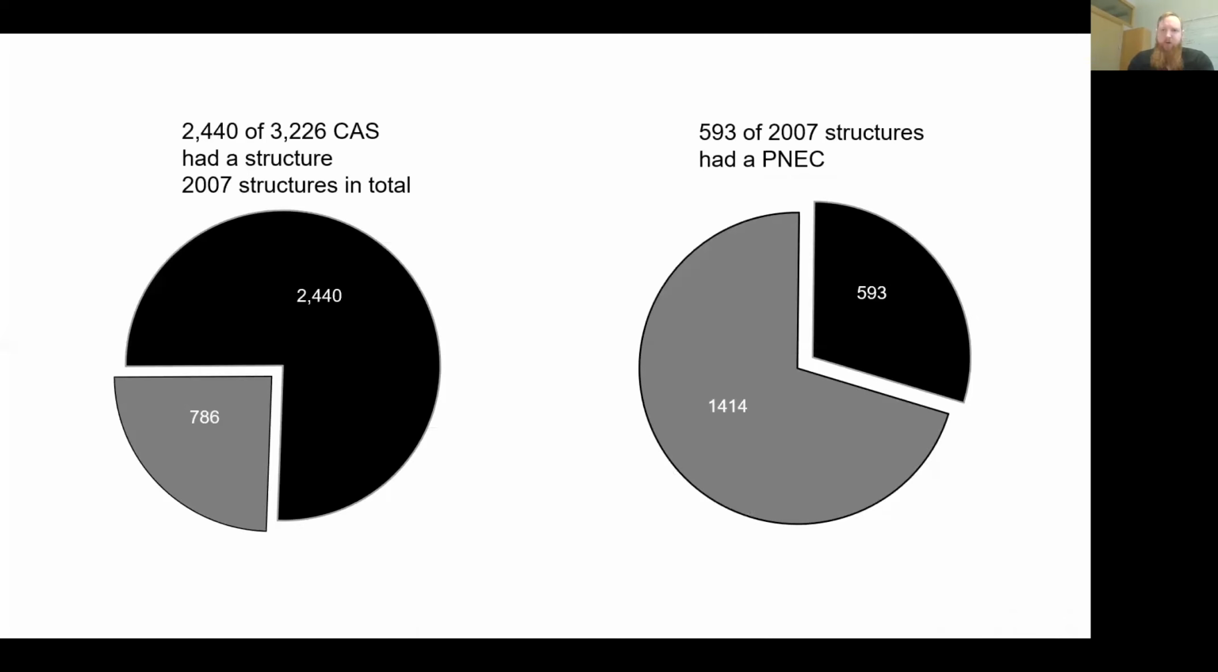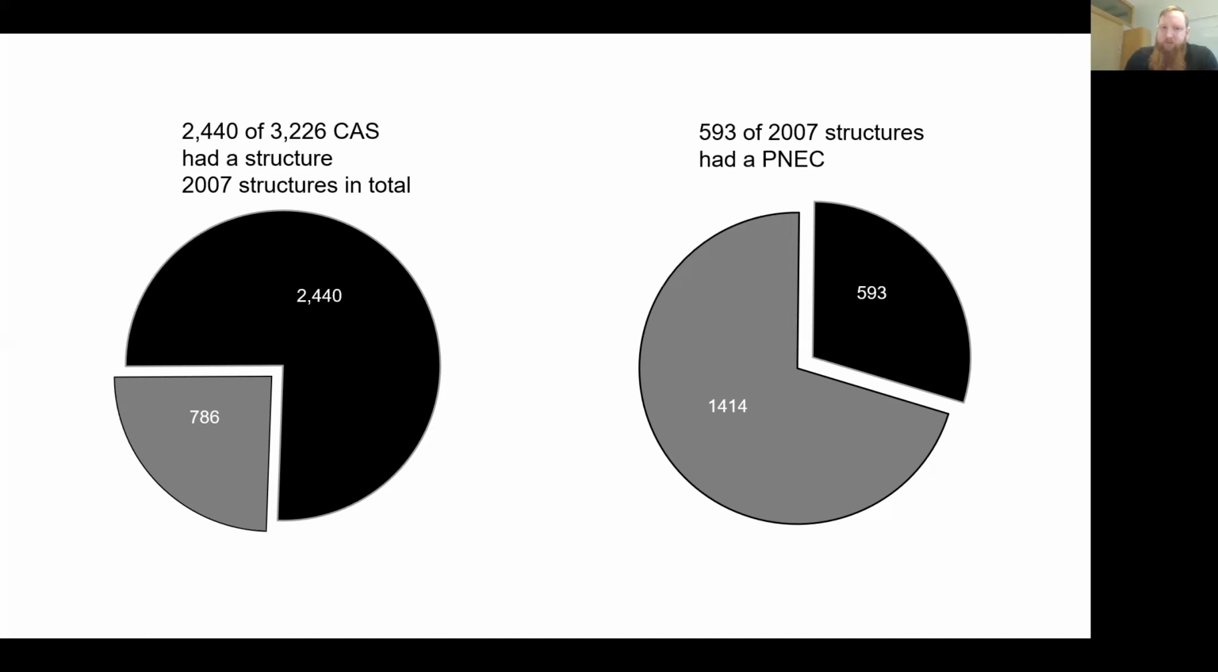However, we're going to come back to a few caveats here. The left-hand figure here, you've seen before. Remember that we started off with 3,226 CAS-numbers, of which only 2,440 had a structure, and we boiled that down to 2,007 structures in total. That's the left-hand side, what we saw before.